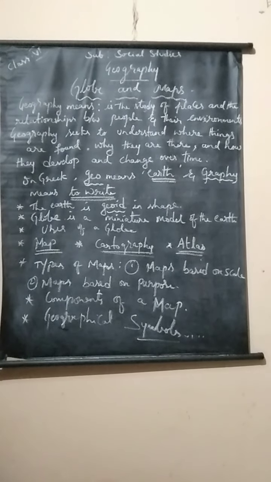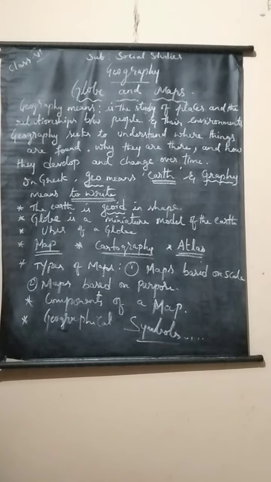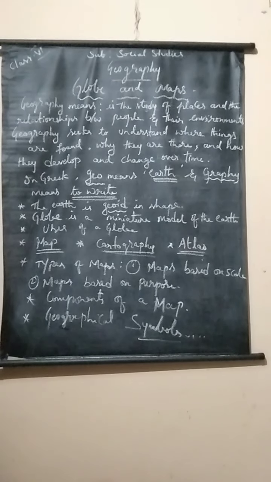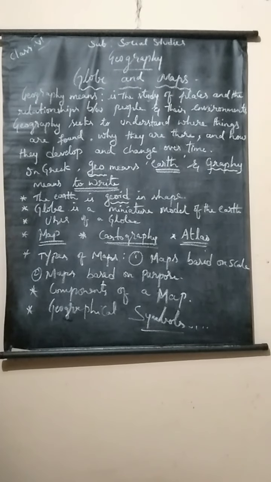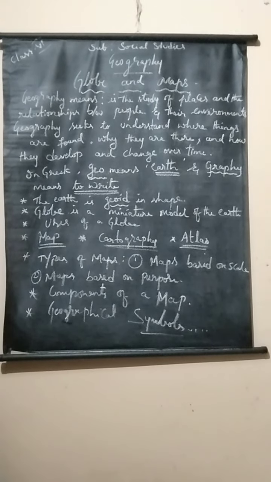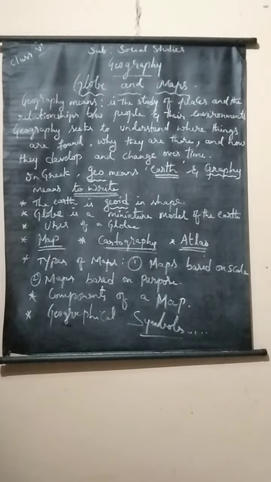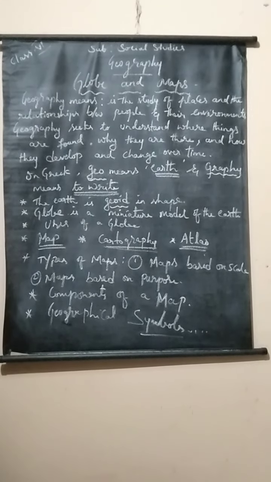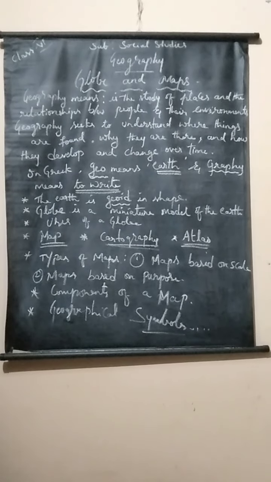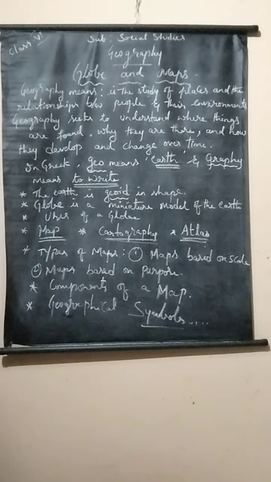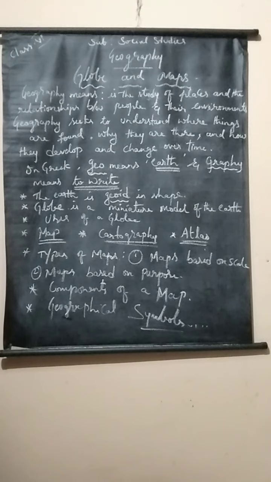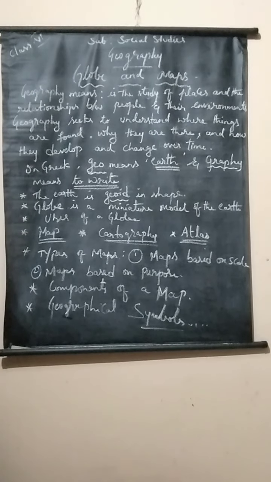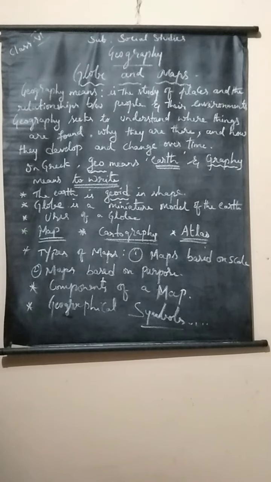They can be classified as follows, that is physical maps, political maps and distribution maps. Physical maps, these maps represent the physical features such as mountains, plateaus, plains, rivers, etc. And political maps, these maps show the political boundaries between states, countries and continents and their location, area, etc.